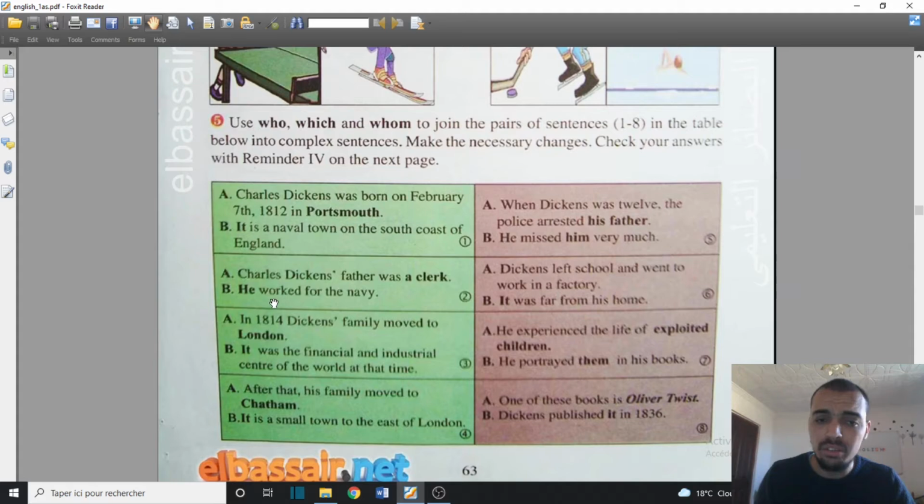Who worked, as the relative pronoun here, plays the role of the subject in the second sentence. Who worked for the Navy. I think it's easy enough. Okay, excellent. Now moving on to our second relative pronoun.